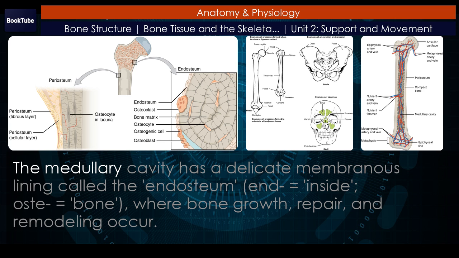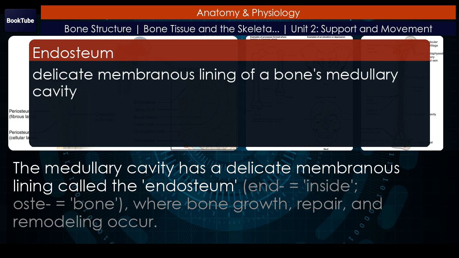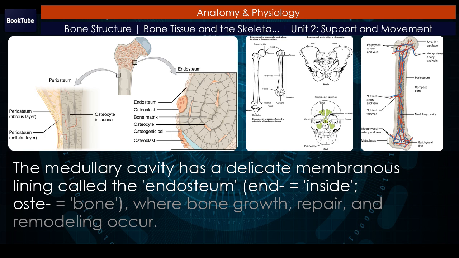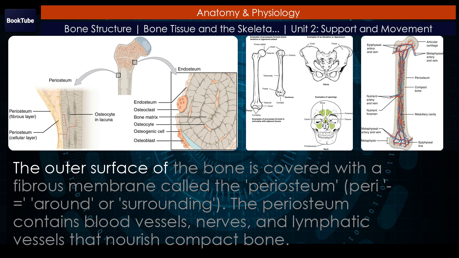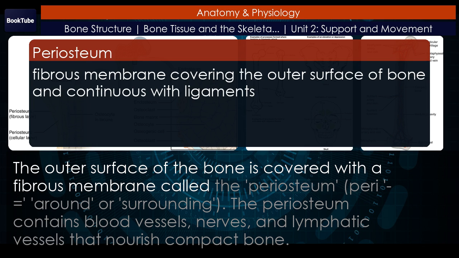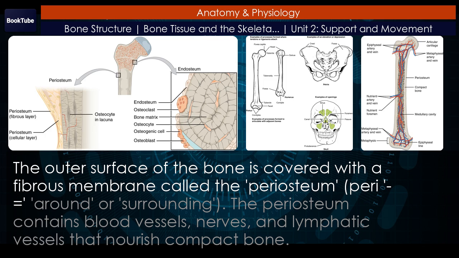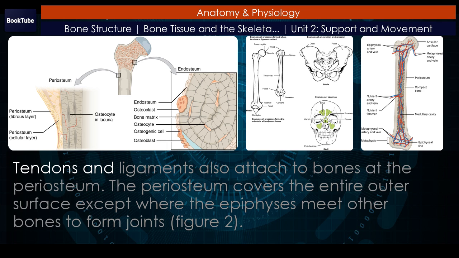The medullary cavity has a delicate membranous lining called the endosteum (end = inside, ost = bone), where bone growth, repair, and remodeling occur. The outer surface of the bone is covered with a fibrous membrane called the periosteum (peri = around or surrounding). The periosteum contains blood vessels, nerves, and lymphatic vessels that nourish compact bone. Tendons and ligaments also attach to bones at the periosteum.